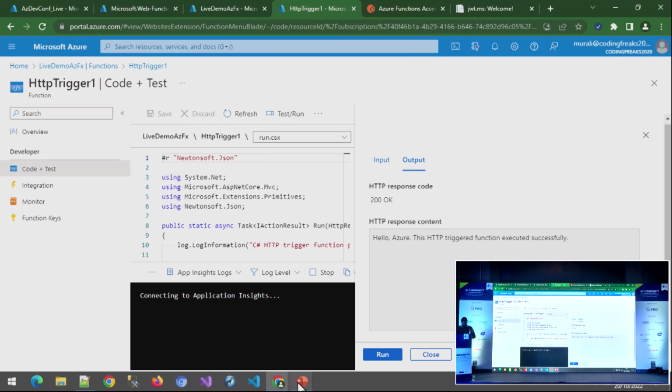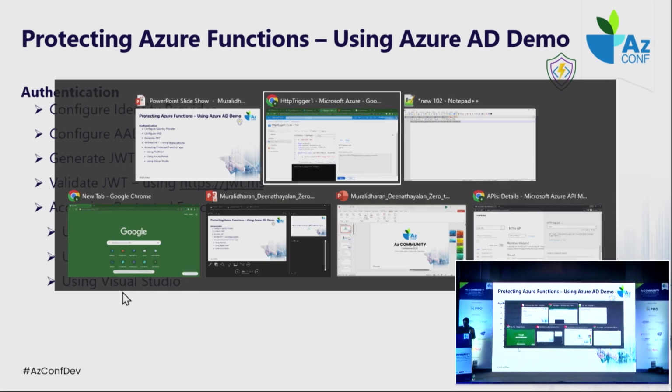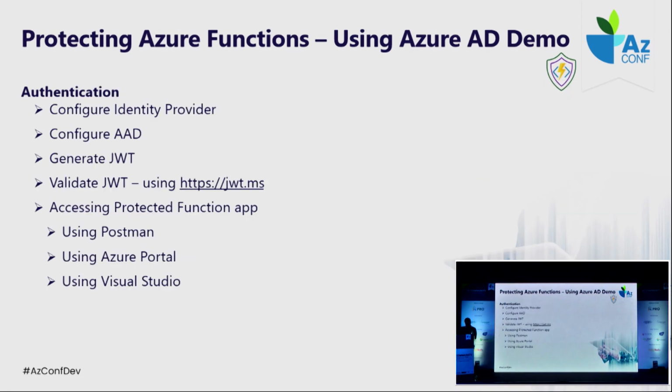The second one, okay, we have seen this. Configuring the identity provider, configuring the AAD and JWT, we have seen it. So we have seen the demo of how to generate the token using Postman, and we have used it in the Azure portal to test it. And even if you want to use Visual Studio, you can use it. But for the time constraint, I'm skipping the Visual Studio one. Okay, so I'll go to the next demo.